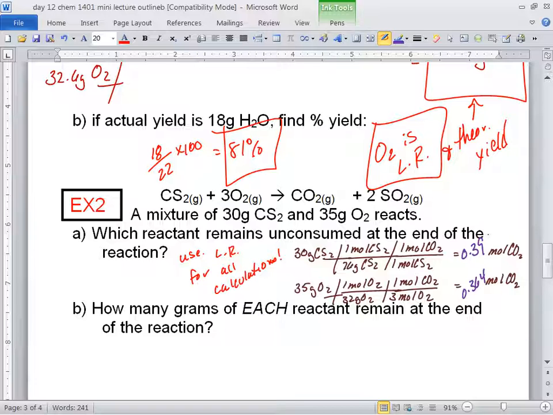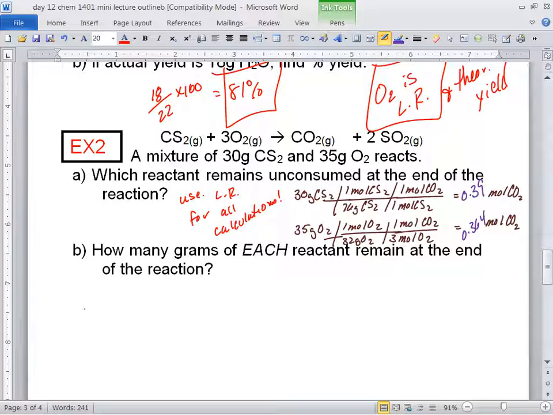So which one is my limiting reagent? The oxygen's my limiting reagent. Okay, so O2 is my limiting reagent. So the grams of O2 that remain equals how many? Oxygen is my limiting reagent. How much of it is left out of that 35?